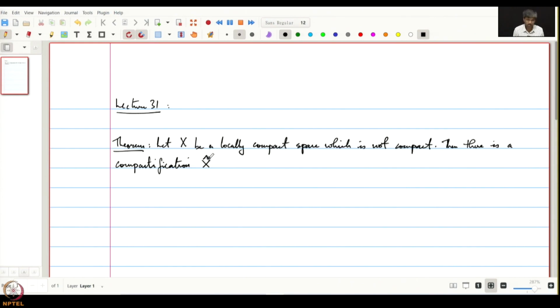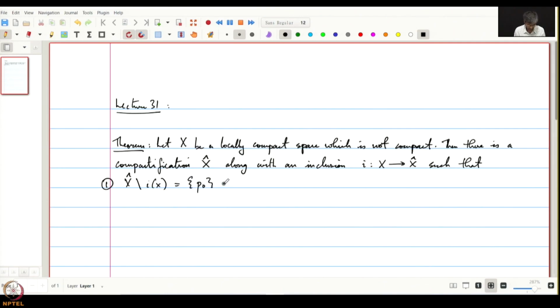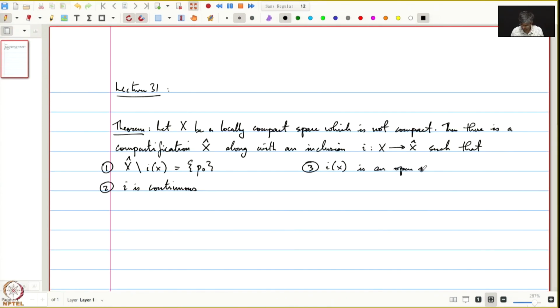So then there is another topological space which we call X hat along with an inclusion I from X to X hat such that the following conditions hold. First is X hat minus I of X is just one point which we denote P0. The second is I is continuous. Third is the image of X under I is open, and fourth is the image of X is dense.